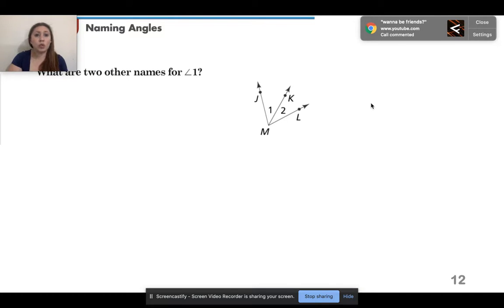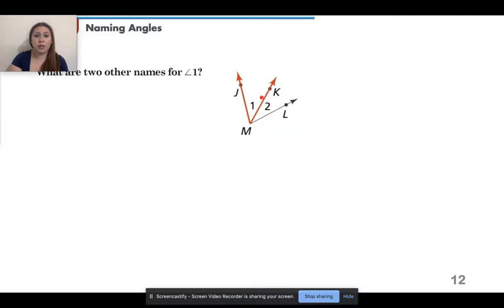So what are two other names for angle one? If we look at this, here is angle one. So what can I name this? I can name it J, M, and K. Another way, can you guys see what the other way is? I'll give you a second. All right, it's K, M, and J. So J, M, and K, remember M, since it's the vertex, needs to be in the middle. So J, M, and K is the first way I can do it.